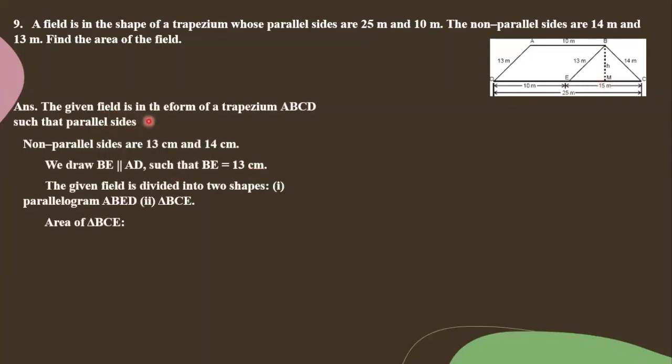The given field is in the form of trapezium ABCD such that the parallel sides are given and the non-parallel sides are 13 and 14. Here I am drawing BE parallel to AD, so BE is equal to 13 meter. Sorry, I typed centimeter by mistake. So the given field is divided into two shapes: one is a parallelogram, one is a triangle.